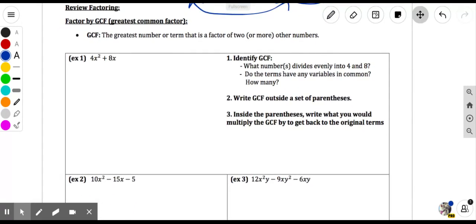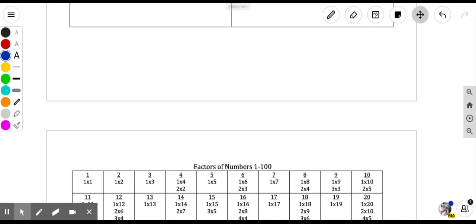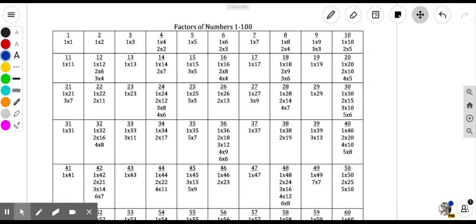A GCF is a greatest common factor. Basically, it's the greatest number or term that is a factor of 2 or more other numbers. So if I want factors of 10, 2 times 5 is 10, or 1 times 10 is 10. I linked this factor chart on Classroom, and I put it in here just so you can see it. How this works is it has all the numbers from 1 to 100.